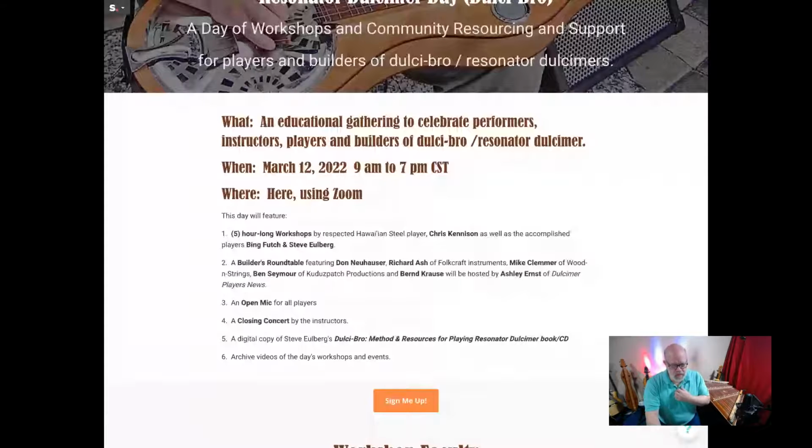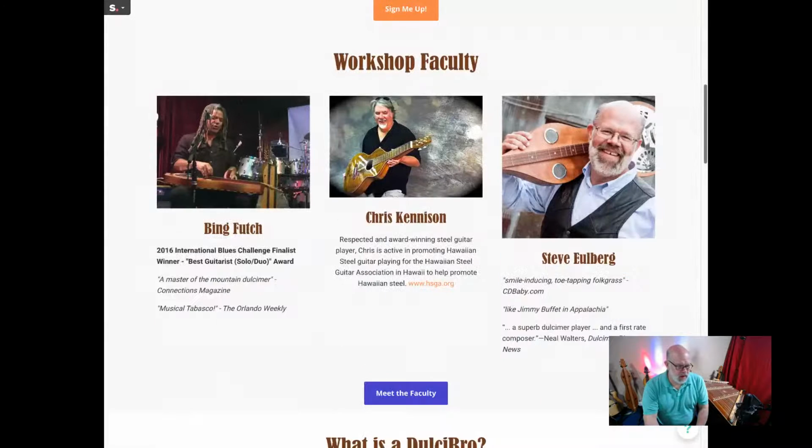I'm going to be joined by Bing Futch and Chris Kennison. All three of us are slide and steel players. Chris is a well-known and much appreciated steel player in the Hawaiian Guitar Association and world, and a friend of mine from Colorado, and Bing is one of my good friends in the dulcimer world, and all of us play a little differently from each other. So what this does is bring us all together to talk about the ways we do this. Here we are.